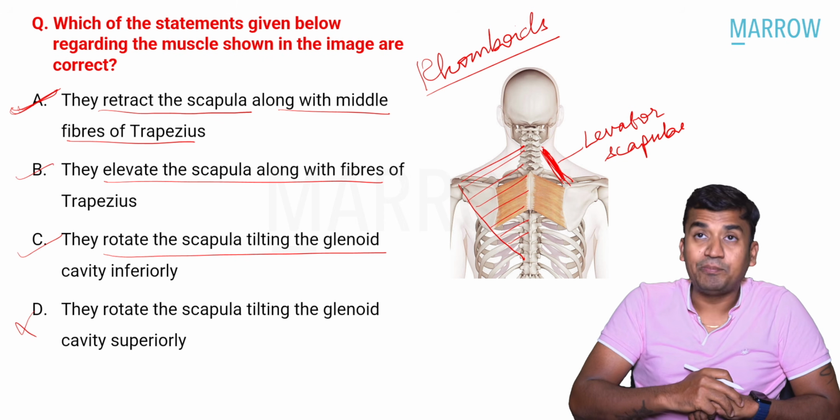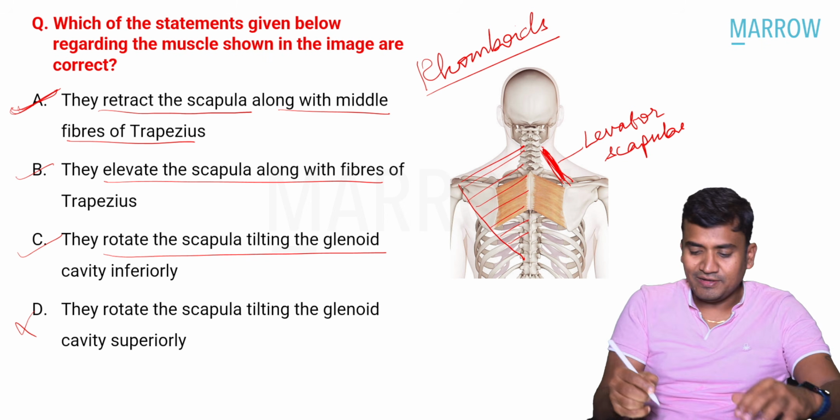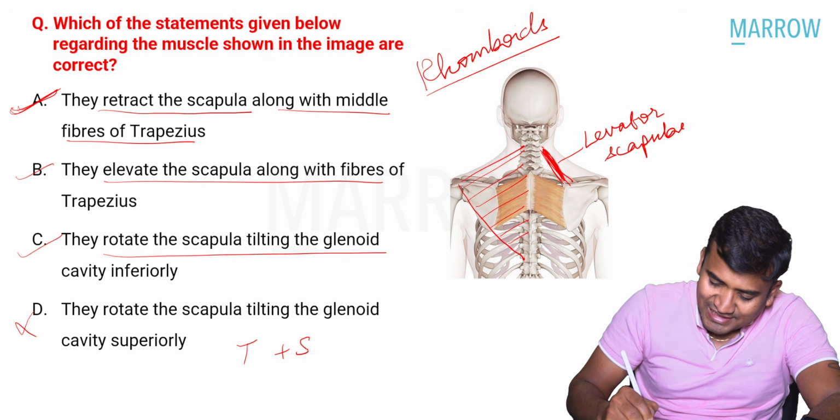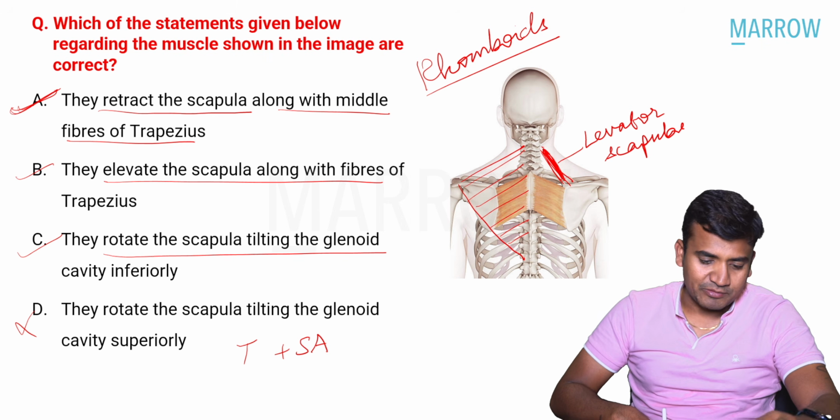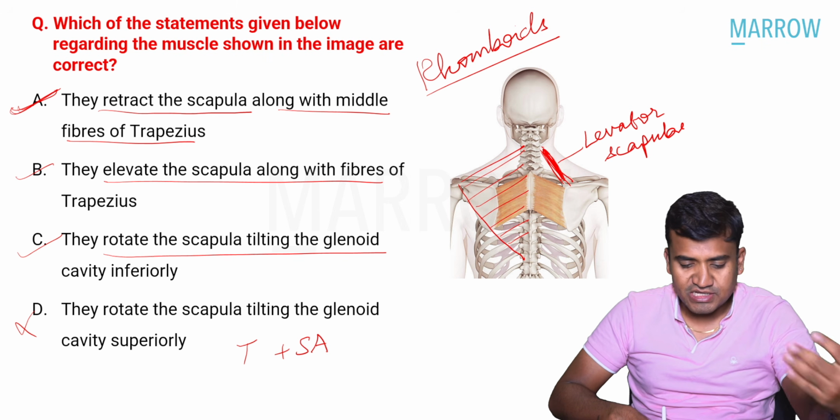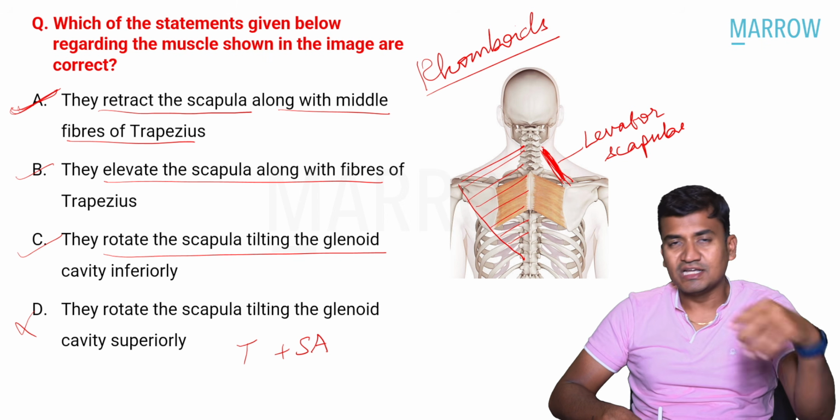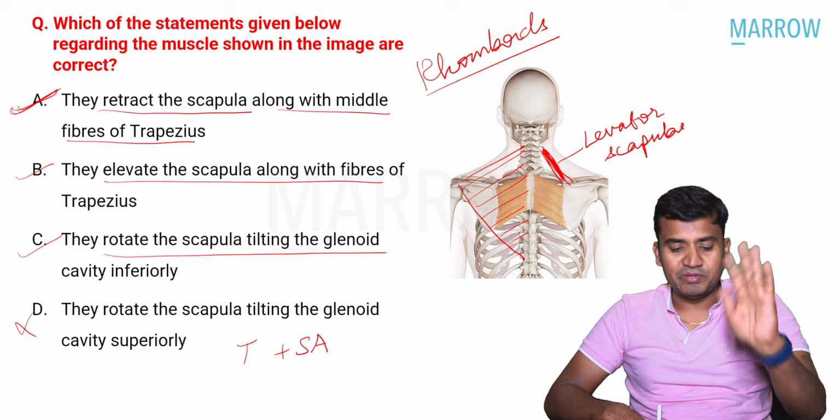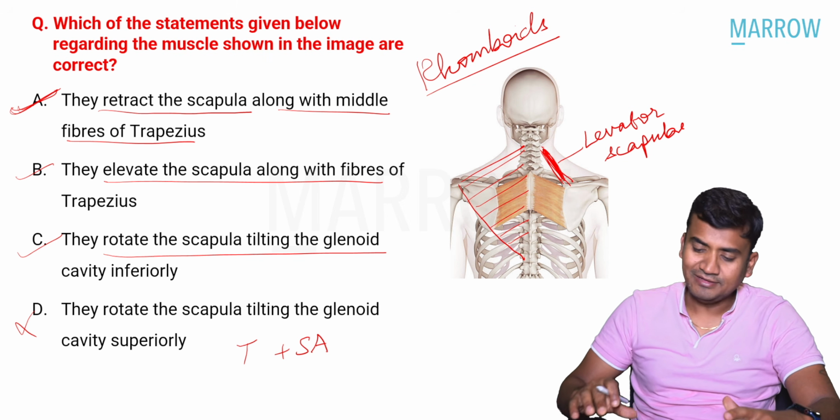They rotate the scapula, tilting the glenoid cavity superiorly. Now this is done by our trapezius muscle along with serratus anterior. These two muscles will do that. So for multiple answer type, the answer is A, B, C. That is the answer for this question. For single best answer, only one answer: A is the best answer, A is best greater than B and C. For multiple answer, A, B, C, all three are correct. Okay? Right.